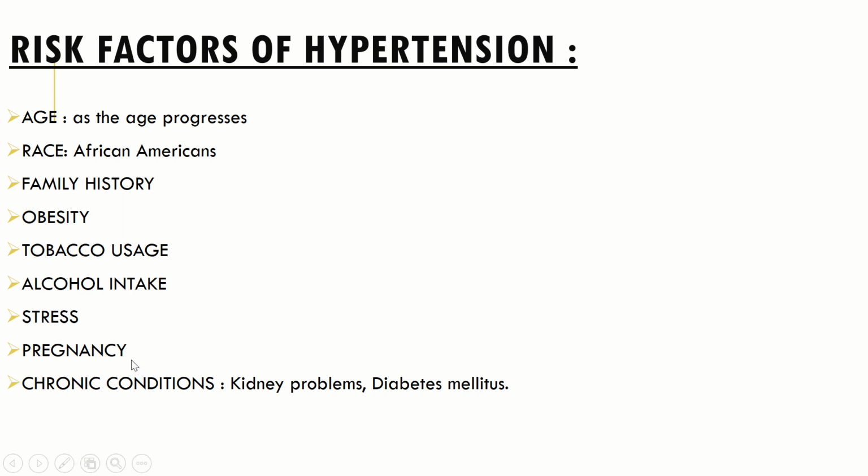Pregnancy: some people get hypertension, but it goes away on its own after the delivery. But in some cases it can continue after the delivery also, so it is a possibility. And chronic conditions like kidney problems or diabetes mellitus: if the patient has had a kidney problem for so long, it will land up in hypertension. Diabetes mellitus also causes hypertension in a patient.